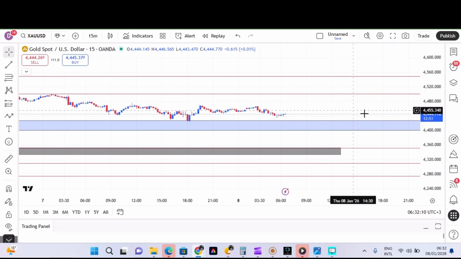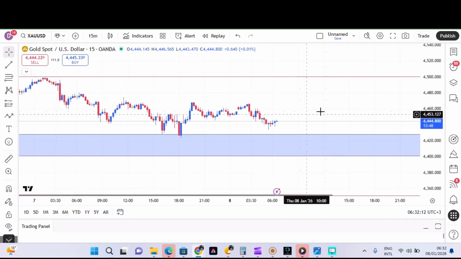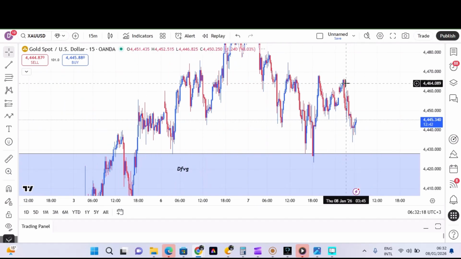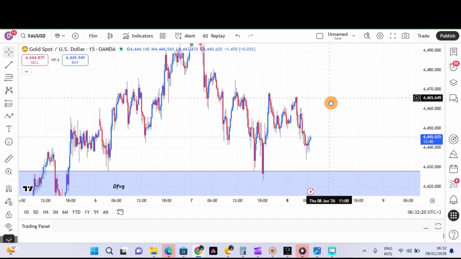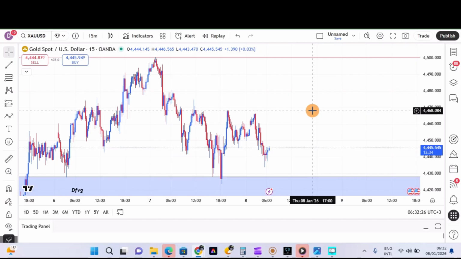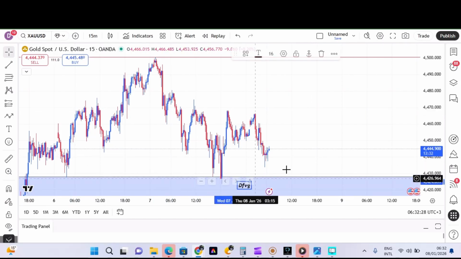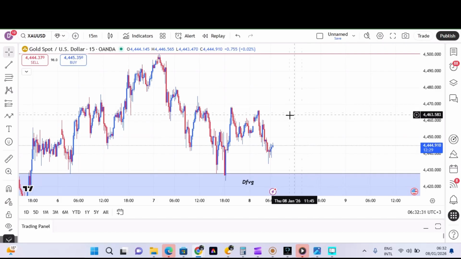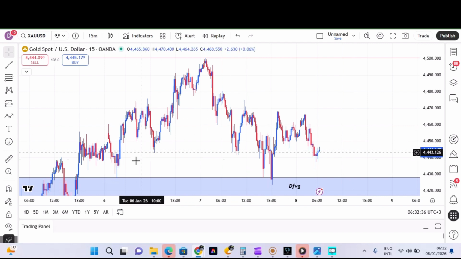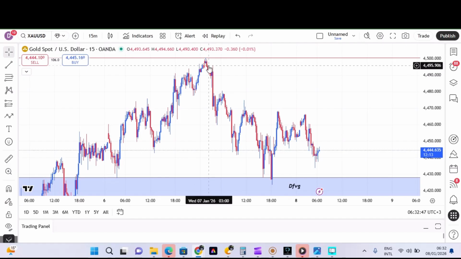Now on the 15-minute time frame, what are we looking for? Basically, I always like squeezing in this time frame like this. It helps me. Now I'm taking this daily fair value gap as the support zone. Now when you look at this layout, guys, look at this. Gold came, tapped into this fair value gap, had a very powerful bullish move.